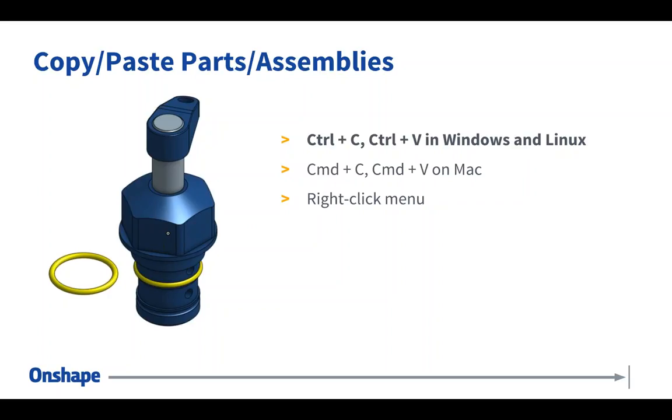I'm going to show you an example of this. So Control-C, Control-V in Windows and Linux, Command-C, Command-V if you're using a Mac. Now, the other way to do this, and another very common one I think for most users, is just to right-click. If you select a series of parts or just a single part, you can right-click it and say Copy, and then right-click an empty space and say Paste, and then you insert another instance of that part.